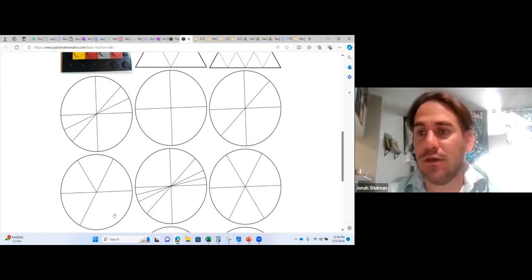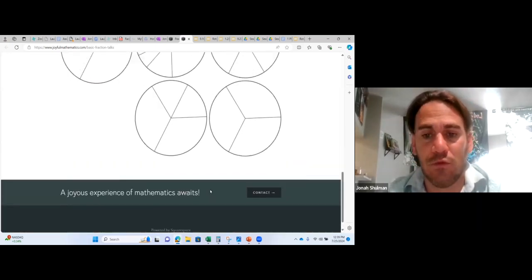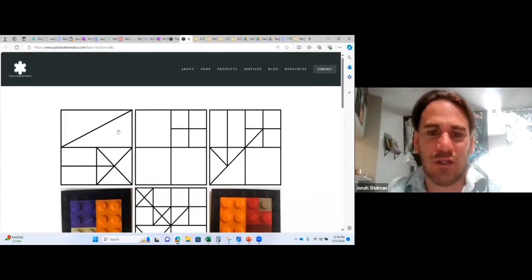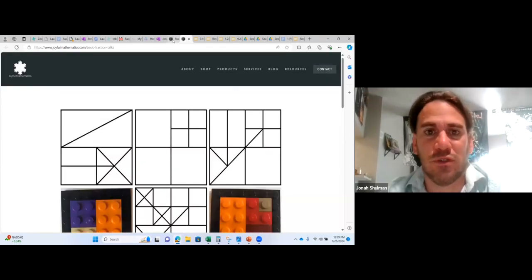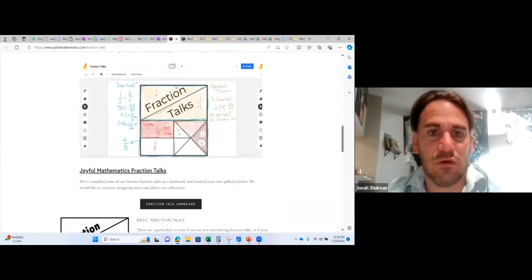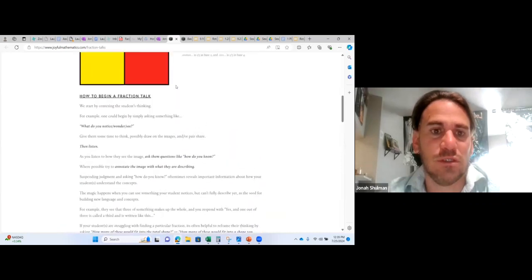I always use it on an overhead where I do them. There's tons of different fraction talks. I've used a bunch of them, and there's a bunch of websites that do it too. So I think it's really good.